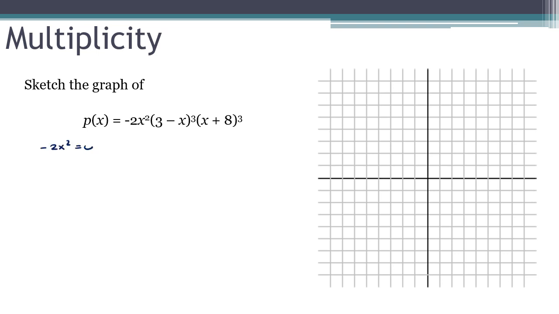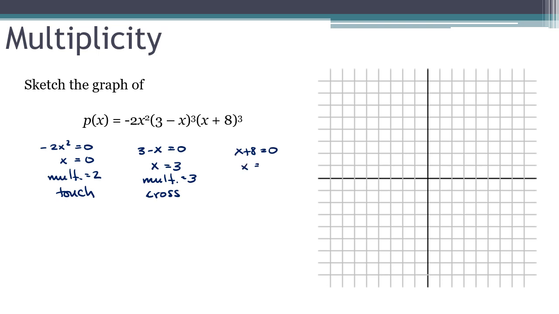Negative 2x squared equals 0 when x equals 0. And the multiplicity there is 2, which means the graph will touch the axis. 3 minus x equals 0 gives me x equals 3. And the multiplicity here is 3, so it will cross. And finally, this one, x plus 8, gives me x equals negative 8. And this is the same as the previous one. Multiplicity is 3, so it will cross the axis.